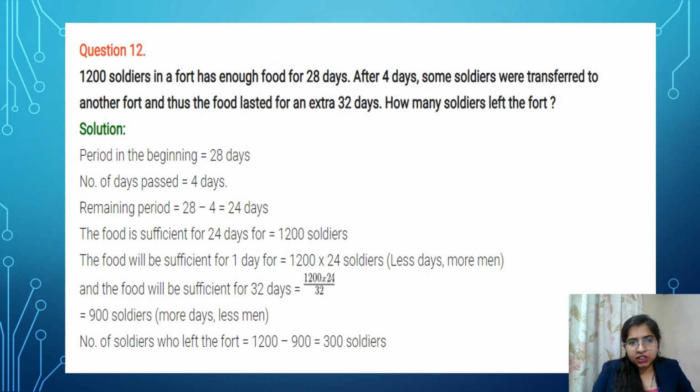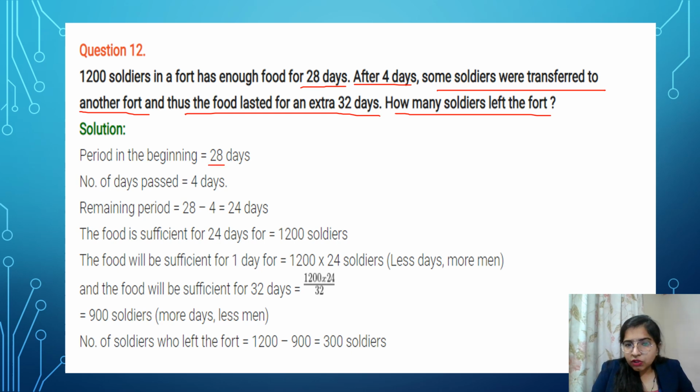So I'm going to explain 11th, you have to try. 12th, I'm going to explain. In the 12th question, 1200 soldiers in a fort have enough food for 28 days. After 4 days, some soldiers were transferred to another fort, and thus the food lasted for an extra 32 days. How many soldiers left the fort, right?